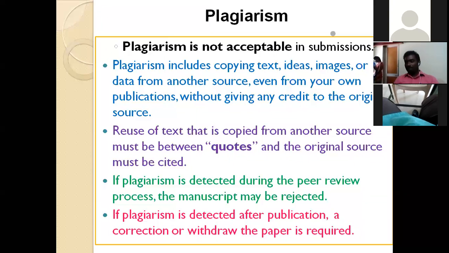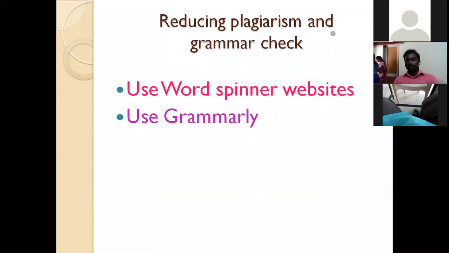If plagiarism is detected during the peer review process, the manuscript will be rejected, and if plagiarism is detected after publication, a correction or withdrawal of the paper is required. And reducing plagiarism is more important. And nowadays, people are struggling with how to reduce plagiarism.